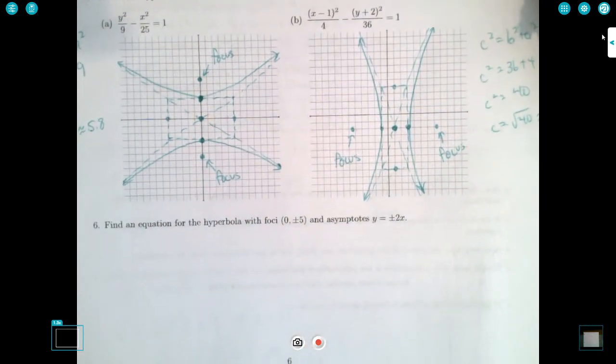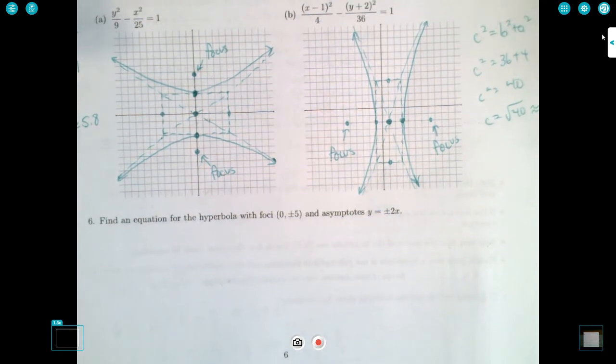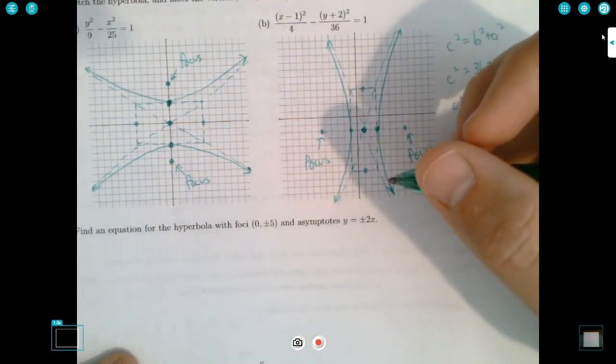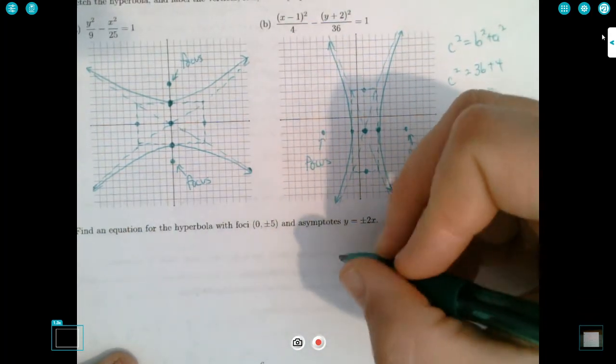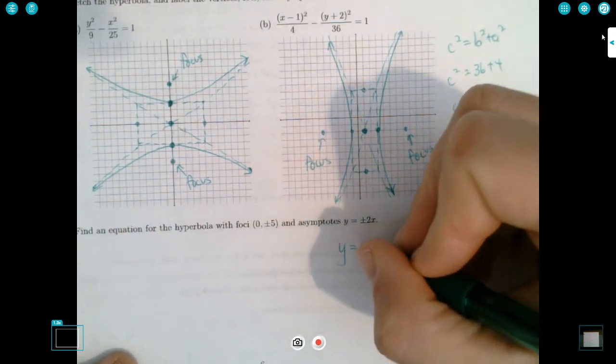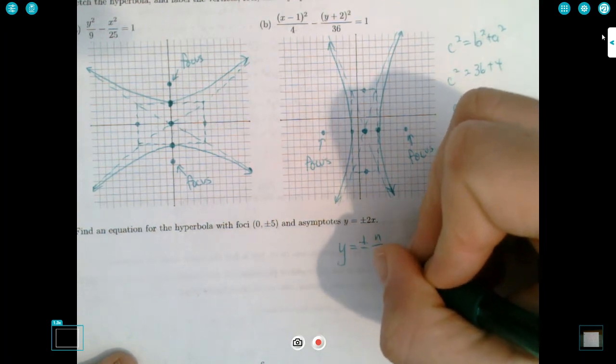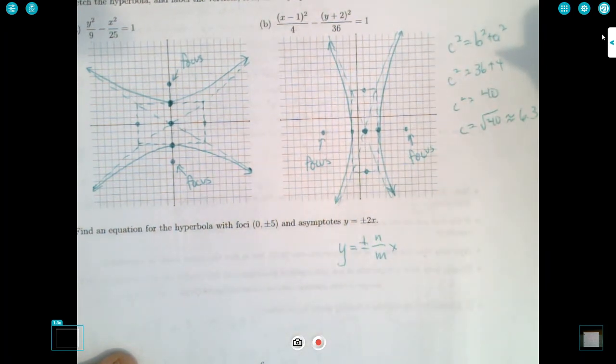Okay, and then number 6 says, find an equation for the hyperbola with foci 0 plus minus 5 and asymptotes y equals plus or minus 2x. Ooh, that's kind of interesting. Okay. Well, goodness gracious. I mean, I know that y equals plus or minus n over m x. So n over m has to be 2.